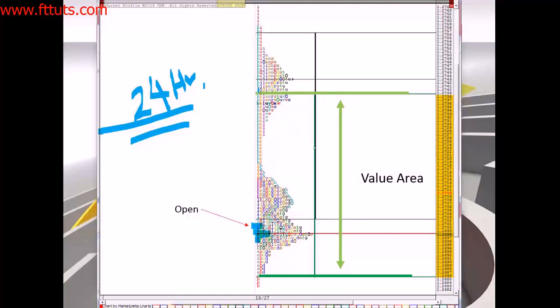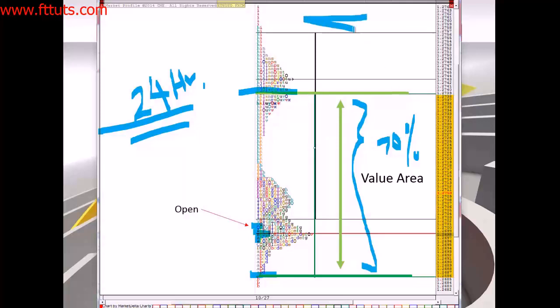So right away, when I see the value area outlined for me, I know that in here, during this session, we had what? 70% of the trading activity. 70%. So this is where all the action was in this range. And notice it highlights it for us. You can choose different colors, but it highlights for you the range for the session that constituted the value area. Anything above here, above the value, we call above value. Anything below here is below value.